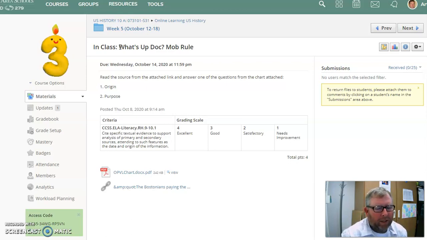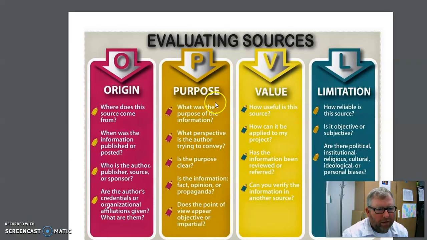But for those of you who are B students during 6th hour, this is basically what we did in class. So what you're doing for this one, instead of doing the OPVL, we're going to just focus on origin and purpose. And what I want you to do is click on this chart right here, which will open up this. And we talked a little bit about when we were going into the origin, purpose, value, and limitation, that a great way to kind of focus on what to answer for origin and purpose, as well as value and limitation, is to use these questions.